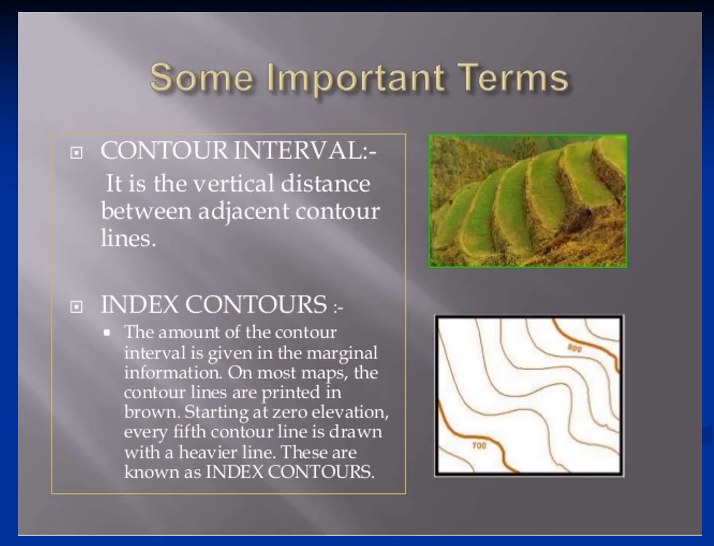Some important terms for you to understand include contour interval, which is the vertical distance between adjacent contour lines. Index contours are marked with the amount of the contour interval given in the marginal information. On most maps, the contour lines are printed in brown. Starting at 0 elevation, every fifth contour line is drawn with a heavier line. These are known as the index contours.